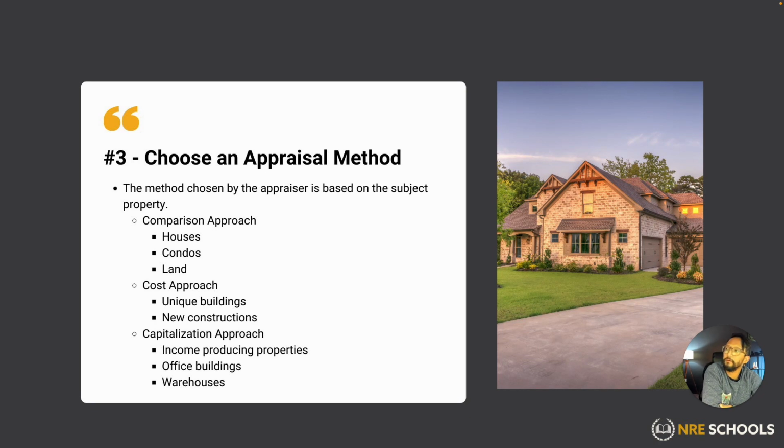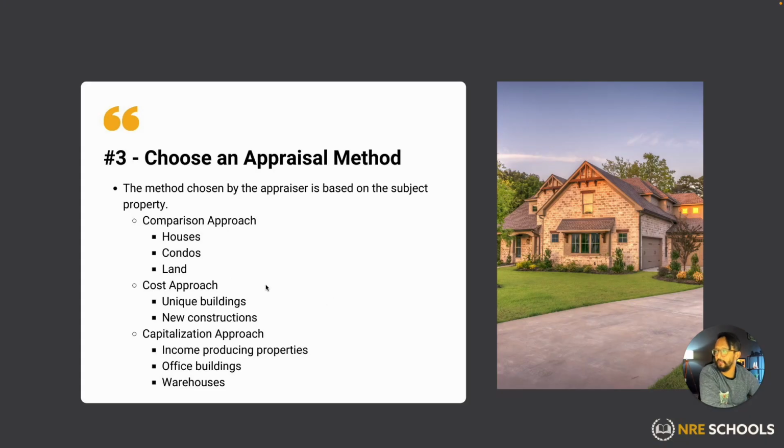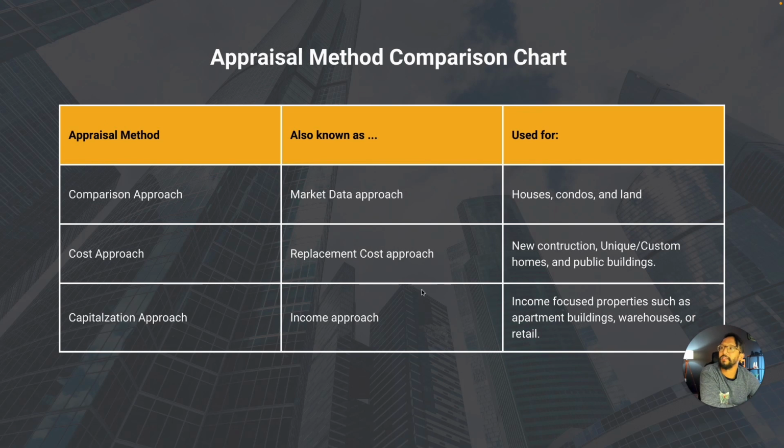And then we need to choose an appraisal method. And these are how the methods are chosen. If it's a house, condo, or land, you're going to use the comparison approach. If it's a unique building or construction, you're going to use the cost approach. If it's an income property like a building, warehouse, you're going to use the cap approach. And this is the same as this. I just put it in a fancy chart for you.